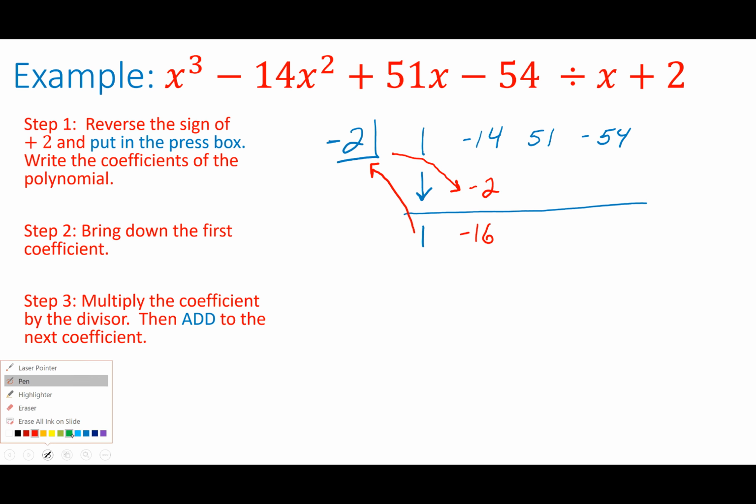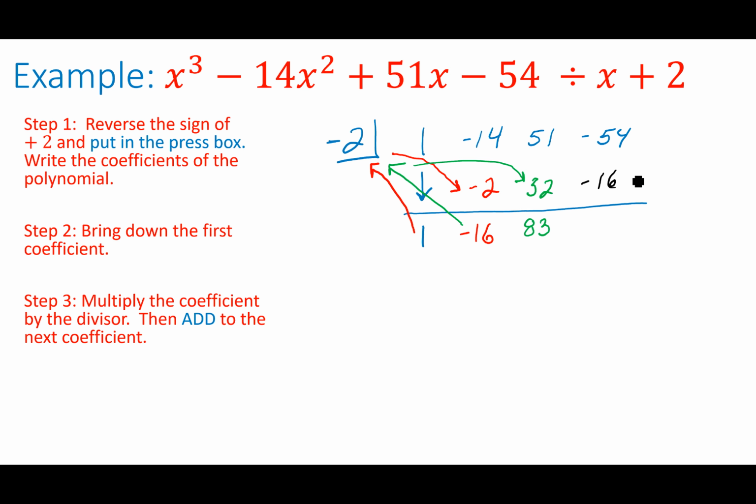And then I'm going to repeat the process though now with -16. I'm going to multiply here by -2, and then that's going to go into this spot. So now this would be a positive 32. 51 plus 32 is 83. And then same process, I'm not going to write with all the arrows because there's going to be too many arrows. 83 times a -2 is a -166. When I add vertically, this becomes -220. Okay, so 1, -16, 83, and -220 now are my new coefficients.